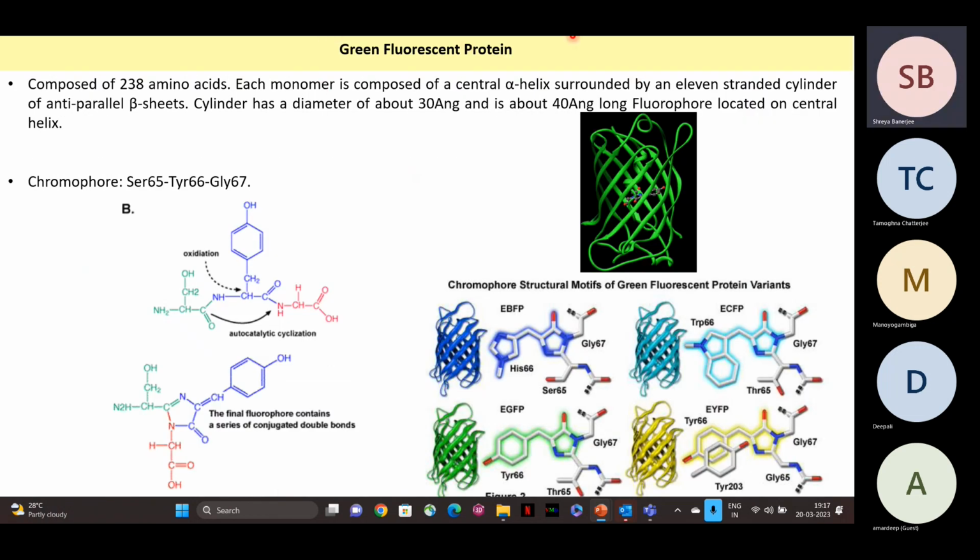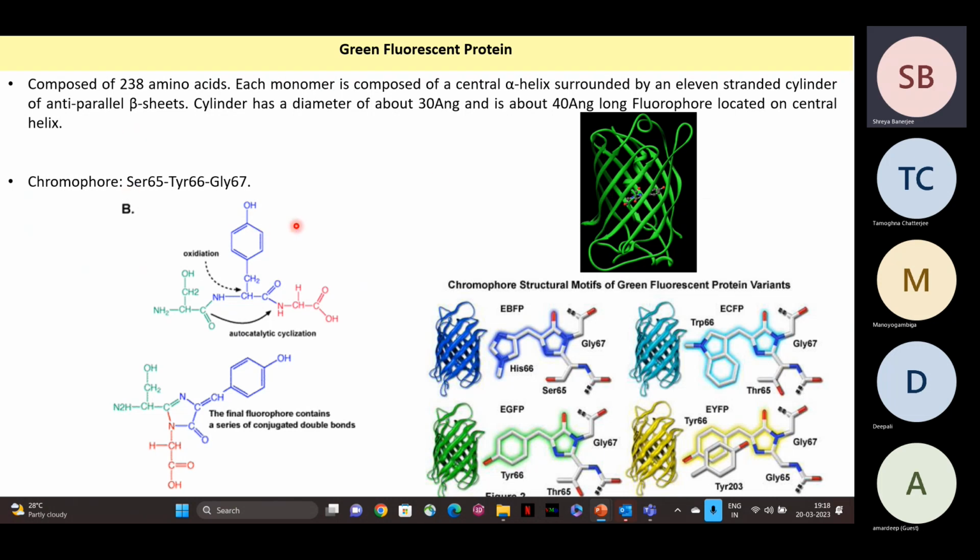A protein which shows a lot of fluorescence is the green fluorescent protein, or GFP. It is composed of 238 amino acids, and each monomer has a central alpha helix surrounded by an 11-stranded cylinder of anti-parallel beta sheet. So this kind of secondary structure is formed, with a central alpha helix and a cylinder of beta sheet. And in the middle of this structure, the fluorophore is located.